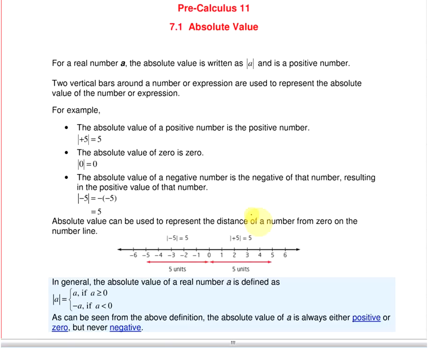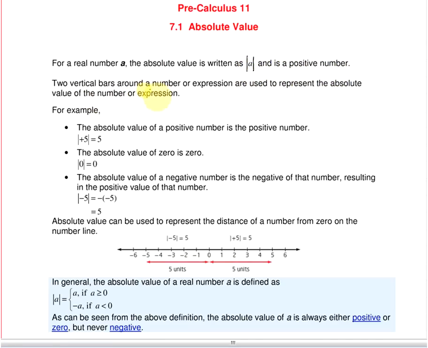So we're going to start Chapter 7 on absolute value graphs and reciprocal graphs. We'll start by looking at the definition of absolute value. For a real number a, the absolute value is written with two little bars on either side of the a. Those are your absolute value brackets. The absolute value of a is a positive number.